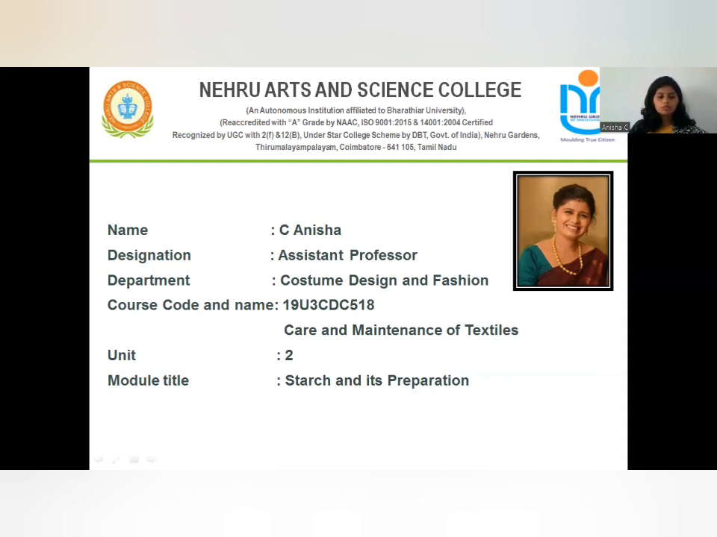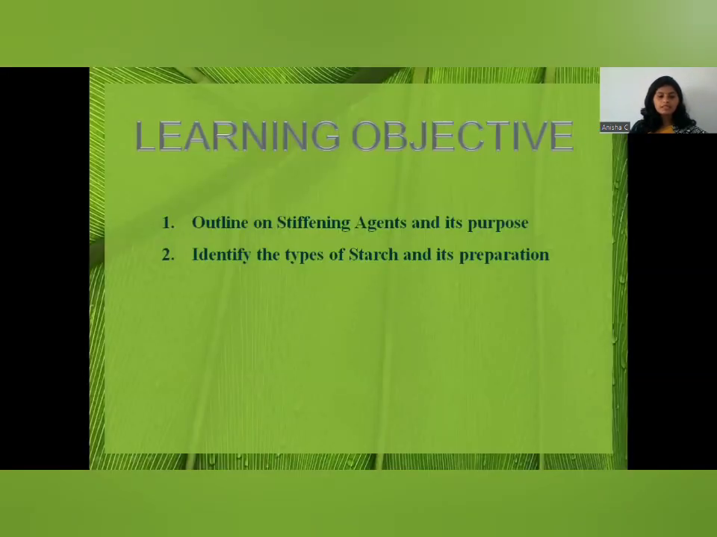I am going to handle care and maintenance of textiles. Its course code is 19U3CDC518. Module title, Starch and its preparation from Unit 2. Learning objective: outline stiffening agents and their purpose, and identify the types of starch and their preparation.